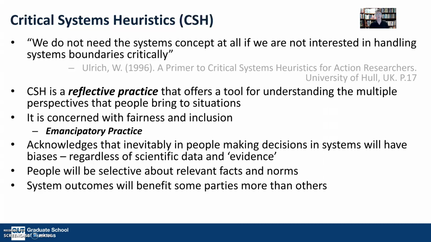As we've identified in SOSM and in the paradigms, it is concerned with fairness and inclusion, or exclusion, and is therefore fundamentally, or paradigmatically, as Jackson would say, emancipatory practice. It acknowledges that inevitably people, when they make decisions about systems and within systems, will have biases, regardless of whatever data or evidence they have before them. People are selective about facts and norms. And so consequently, the outcome of the decisions that we make with respect to systems inevitably will benefit some parties more than others. And this is what gives rise to the need for emancipation.